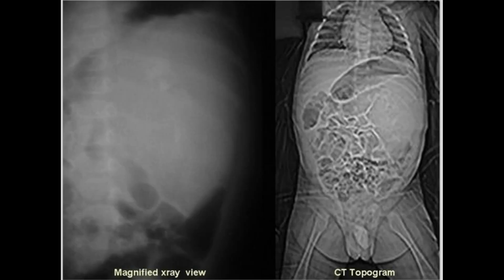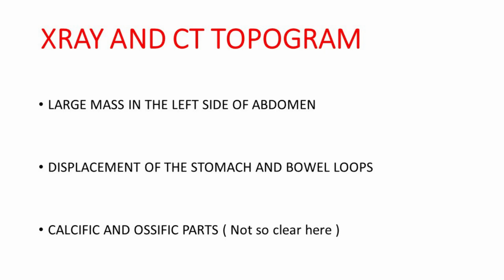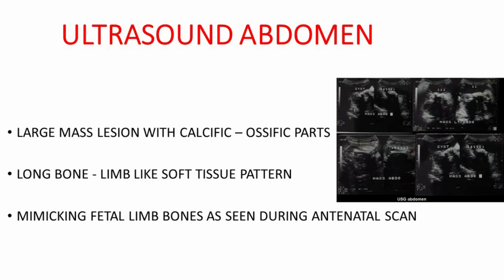You can see the X-ray and CT topogram. There is a large mass in the left side of abdomen that causes displacement of the stomach and bowel loops to the right side. You might see the calcific and ossific parts which are not very clear in this image. We can go to the ultrasound abdomen images. There's a large mass with calcific and ossific parts.